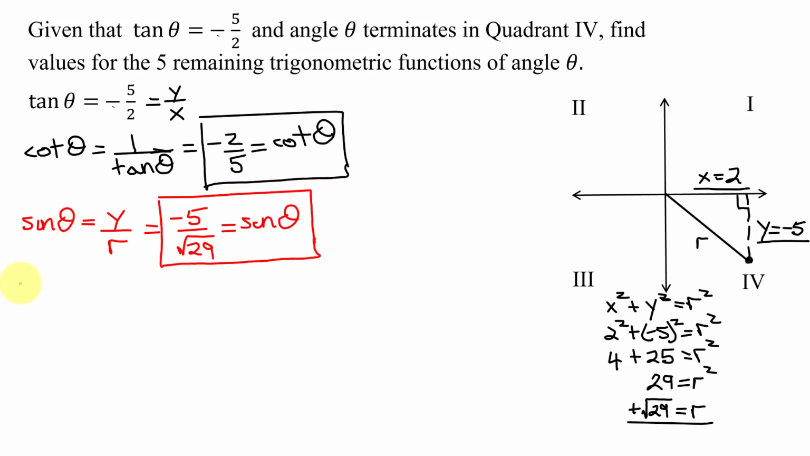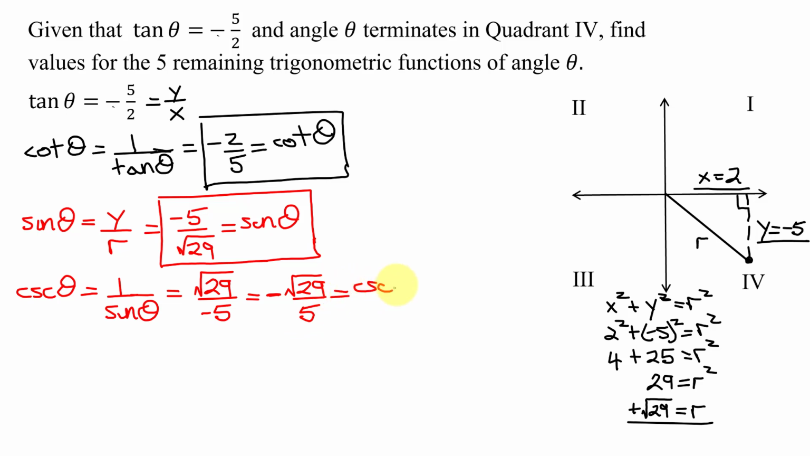Now, what is the reciprocal of the sine function? It's the cosecant of theta. That is just 1 over the sine of theta. So taking the reciprocal of the sine of theta, I'm going to get the square root of 29 over -5. We never leave a negative in the denominator, so we leave it in front. So it's negative the square root of 29 over 5. That is equal to the cosecant of theta.